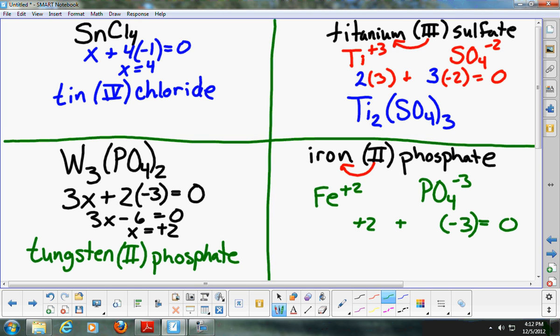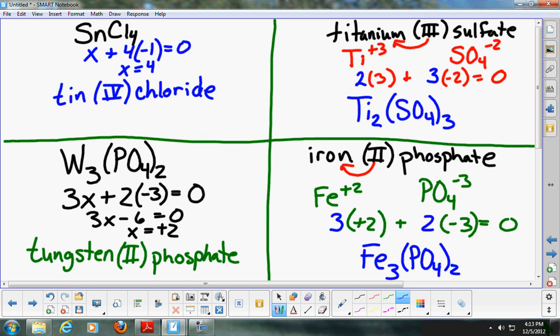So we're going to have to times these by a number. And again, the common factor is 6. So if I make this a 3 and I make that a 2, that statement is true. So I got Fe subscript 3, parentheses, because I need more than one of the PO4, PO4 subscript 2.